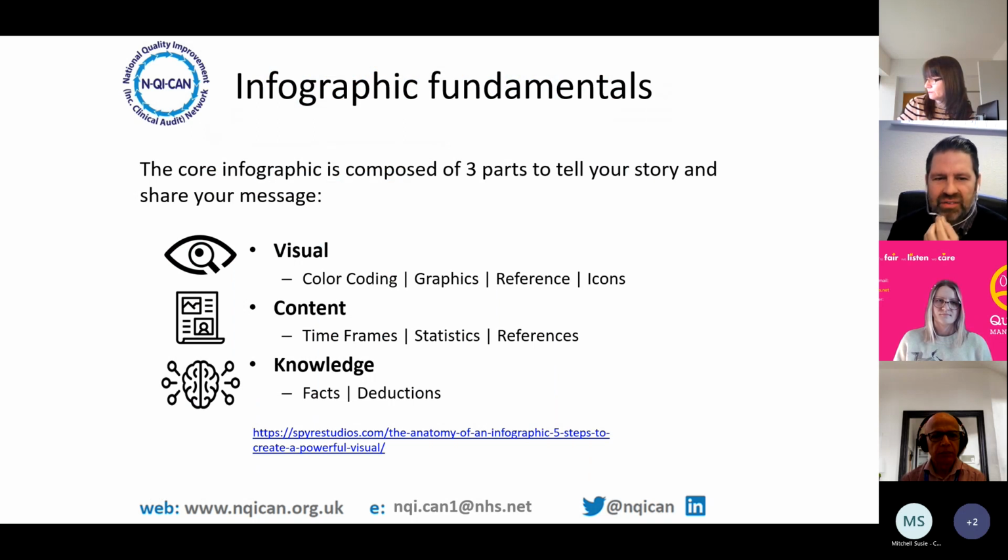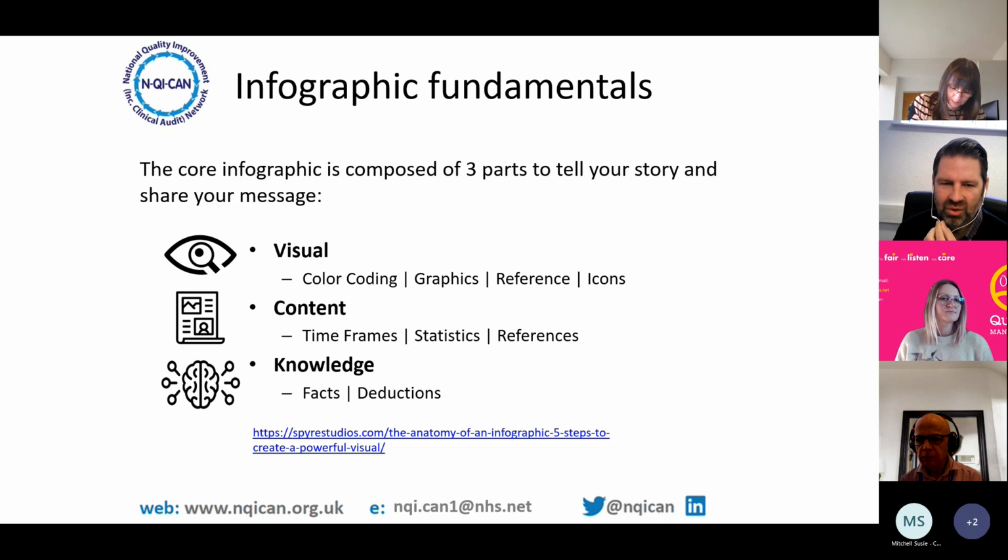And the fundamentals of an infographic really, there's three elements to it, and again, we've gone into detail into this previously, but ultimately an infographic should have the visual, which is all about the colors, the coding, the graphics, and the icons that you use. The content that you want to use in terms of what data you want to share, what period this is for, how is that referenced, and then again, what knowledge have we gleaned from our work, what do we want to share in terms of the facts, and what do we want people to take away from what we've done.